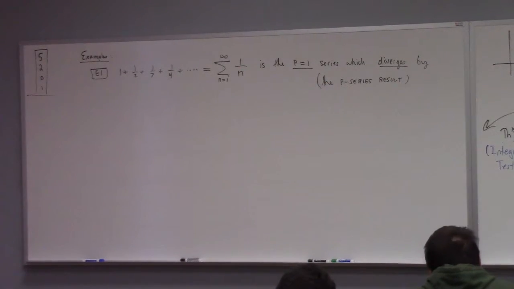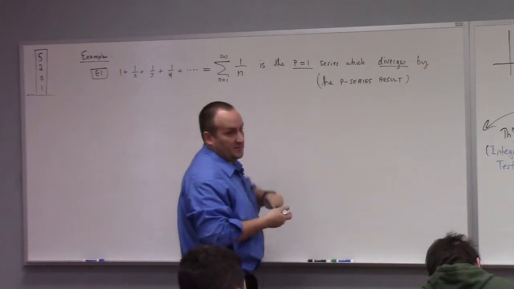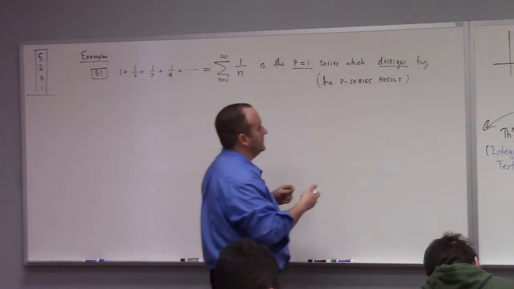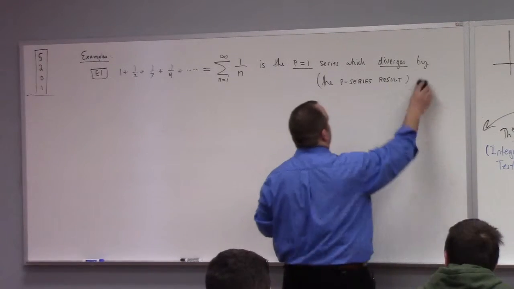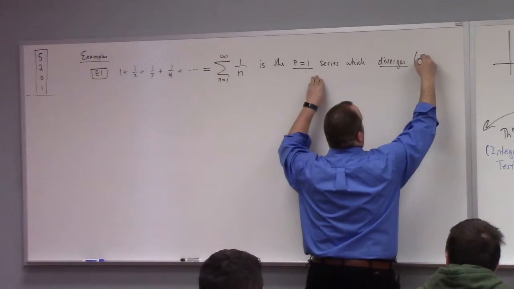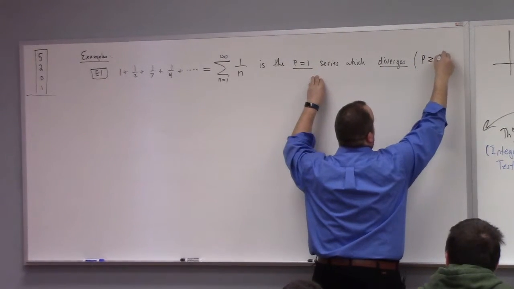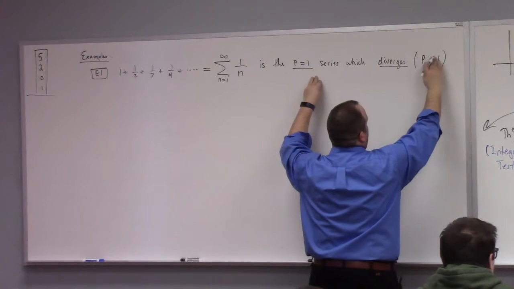This theorem is the P-series result, okay? It suffices going forward for you to tell me this diverges because it's a P equals 1 series, right? And just to be clear, P is what? P is greater than or equal to 1, right? I keep messing it up. Less than or equal to 1.